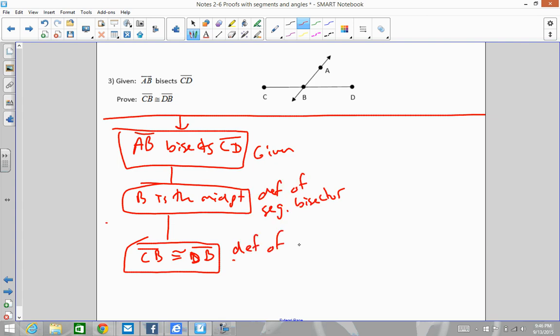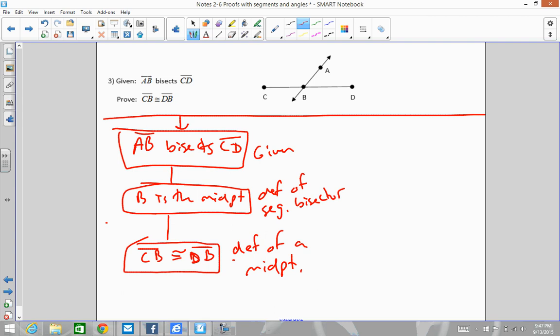Definition of a midpoint. Think about the if-then. If B is the midpoint, then CB is congruent to DB. Why? Because the definition of midpoint tells us to do that if-then statement. Okay, have this also in your notes. This is important. You're going to use these over and over and over again.